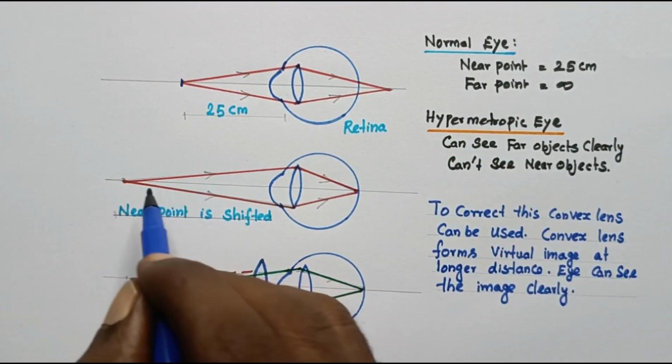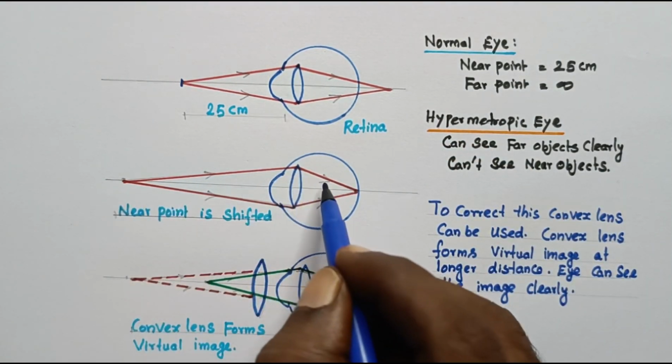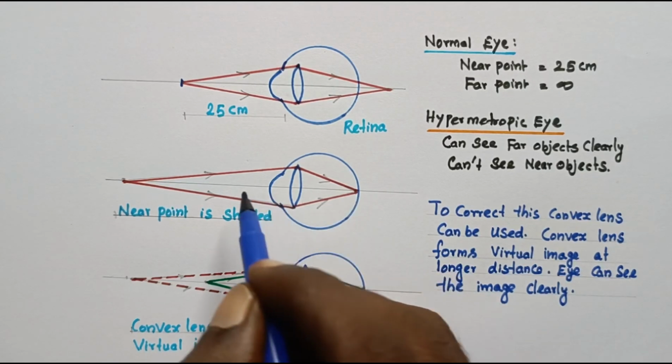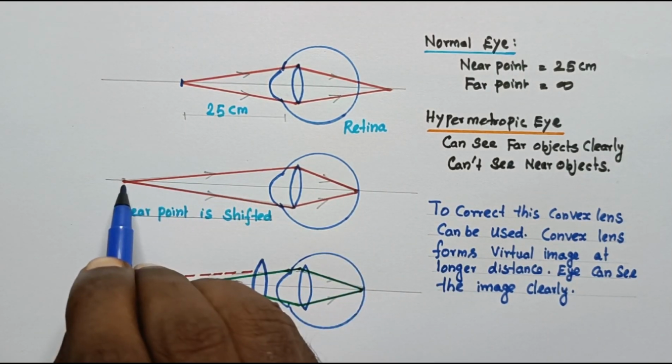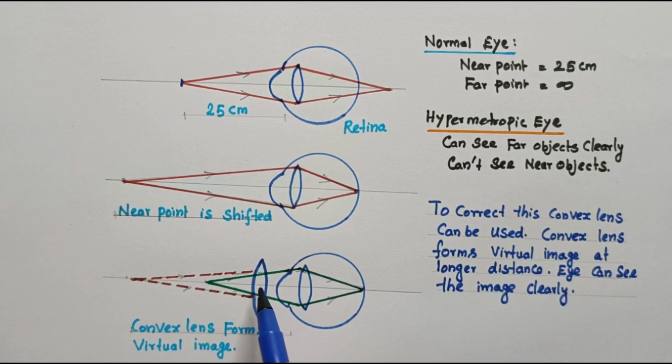If the near point is shifted to a longer distance, then the image will be formed on the retina. So, the near point has to be shifted. To do this, a convex lens can be used. A convex lens can shift the near point to a longer distance. It forms a virtual image at this distance and the eye can see it clearly. In our problem, it is given that the near point of a hypermetropic eye is 100 cm. Therefore, the virtual image has to be formed at 100 cm.